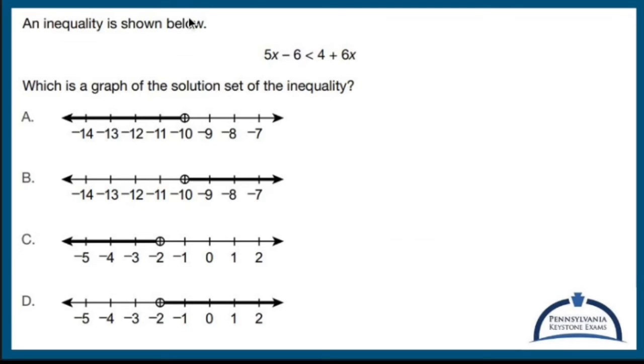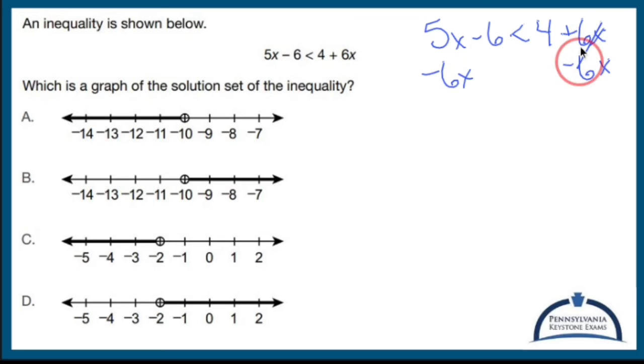An inequality is shown below. 5x minus 6 is less than 4 plus 6x. Which is a graph of the solution set of the inequality? Well, let's just pull that aside and solve it. That's pretty much all we have to do here, I guess. Let's subtract 6x from both sides. With inequalities, I like having my variable on the left, even though this will give me a negative. So negative, we'll put 1x, because why not? Minus 6 is less than 4.